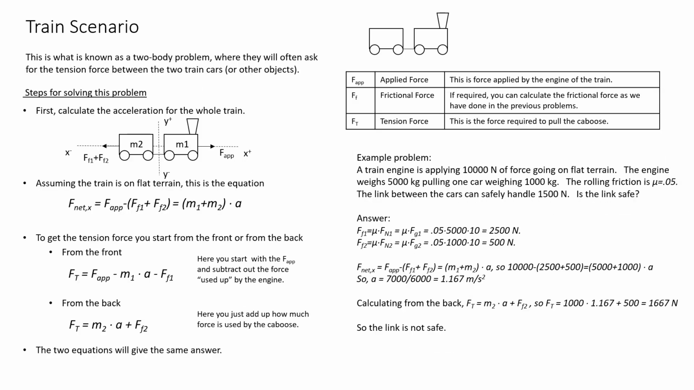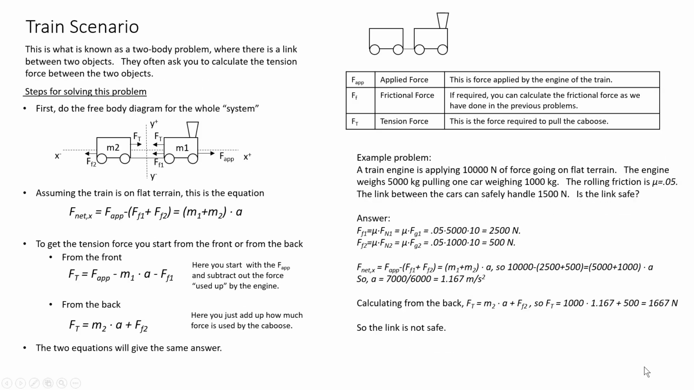Okay, so here's the next scenario. And this is the train scenario. This kind of scenario is what is known as a two-body problem, where there's a link between the two objects. In this case, we have an engine that's linked to a caboose, let's say. In these kinds of problems, you're often going to be asked to calculate what the tension force is between the two objects. So the way to do this in all these two-body problems is to first do a free body diagram for the whole system.